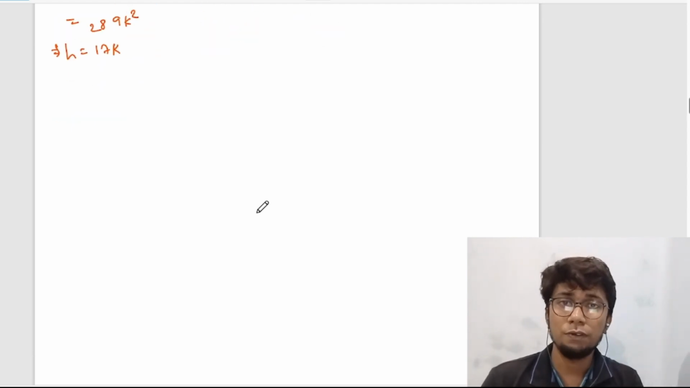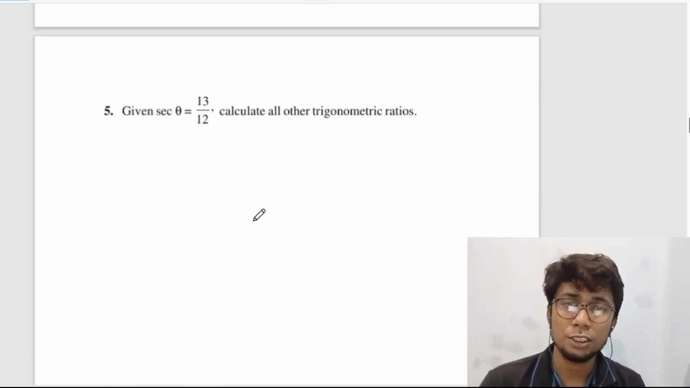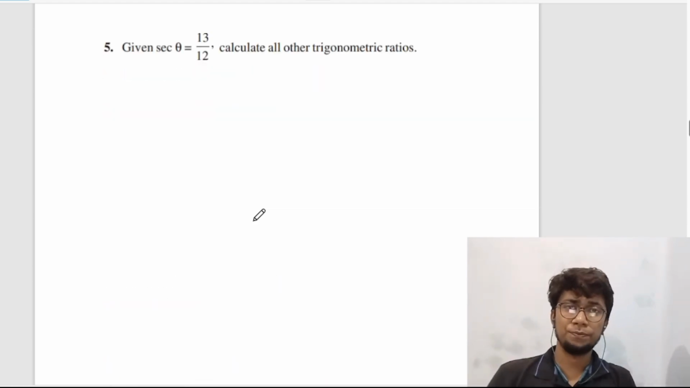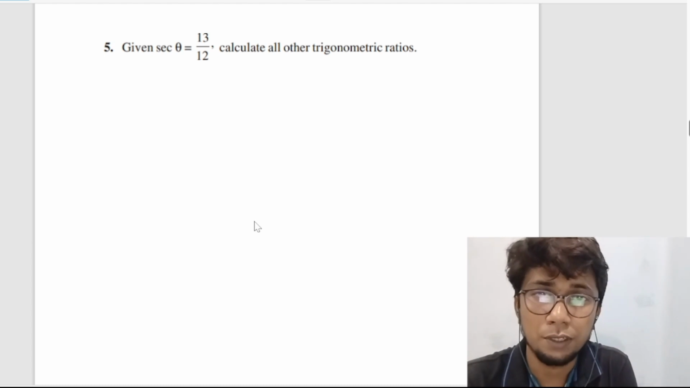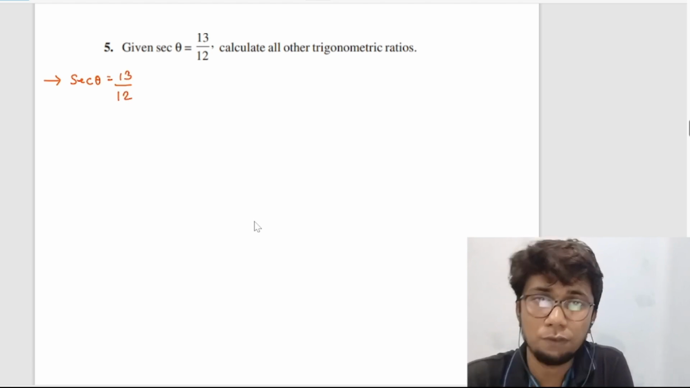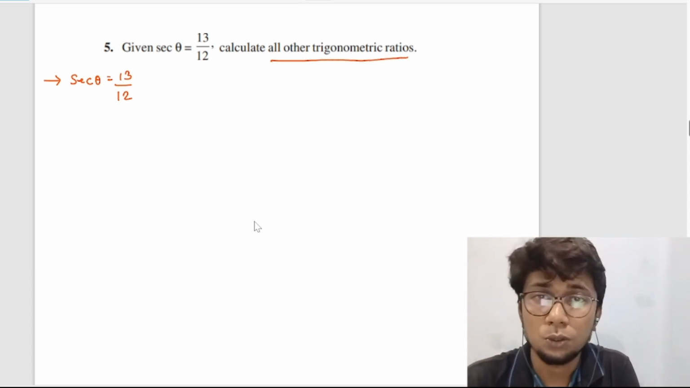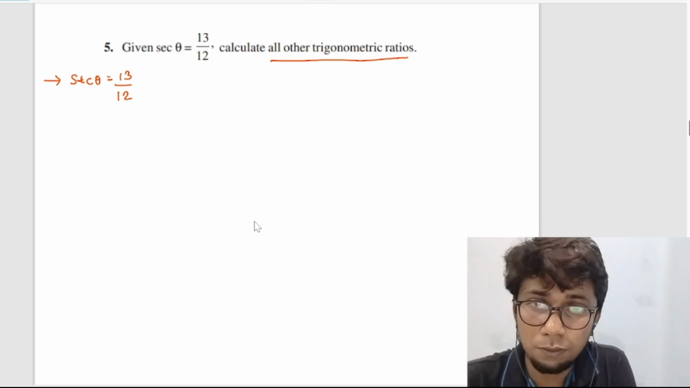Fine. So we will develop that approach also. So let's move on to the next question. What is given here? We are given, let's see, we are given that sec theta is 13 over 12, and we have to calculate all other trigonometric ratios. Fine. So sec theta is 13 over 12, and what is sec?